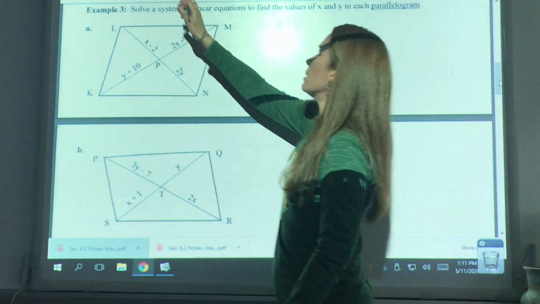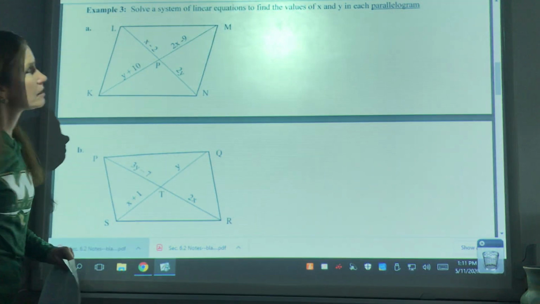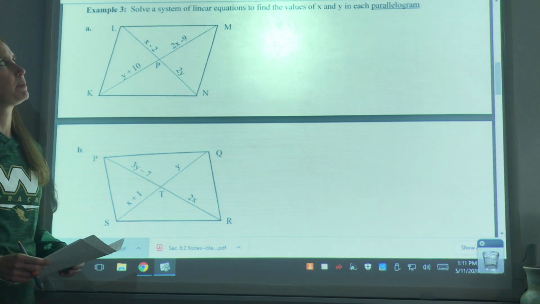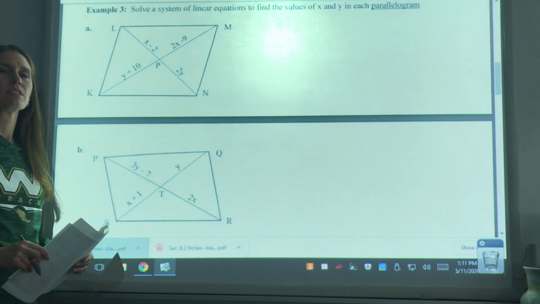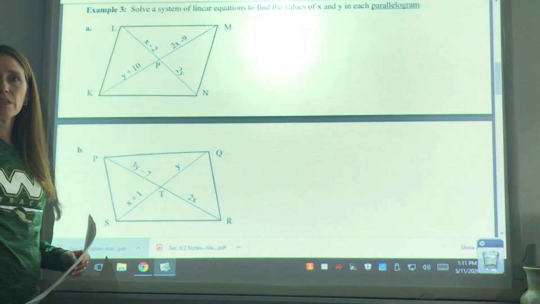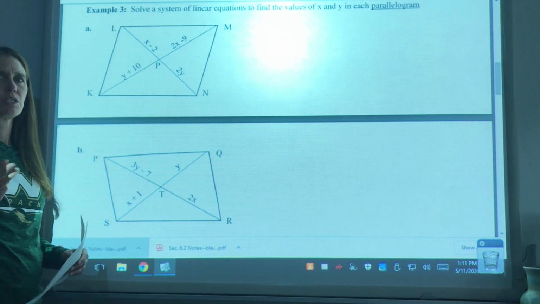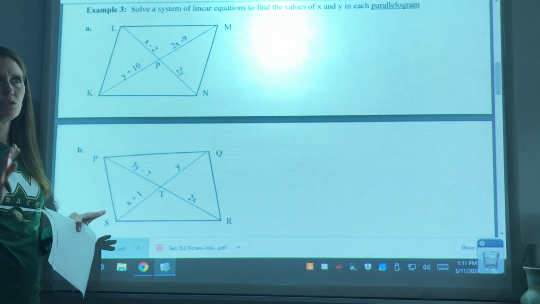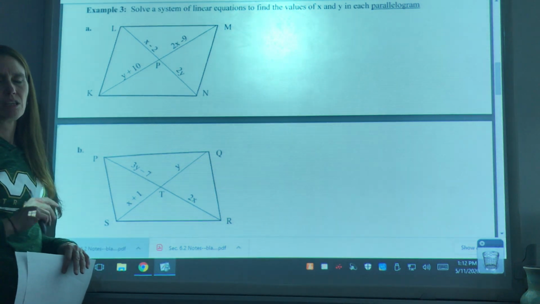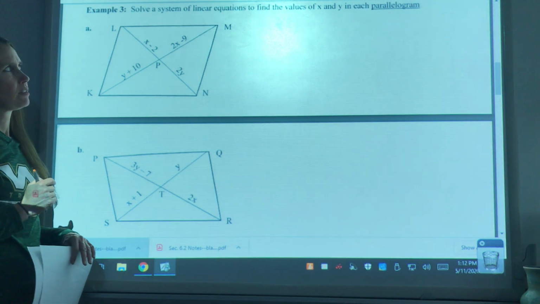Okay, so on example 3, it says to solve a system of linear equations to find the values of x and y in each parallelogram. If you think about solving systems of linear equations, think back to Algebra 1. You can hopefully remember that substitution was an option, elimination was an option, and graphing was an option, but once we use graphing to figure out the idea of it, then we mainly use substitution and elimination. Again, some people have a preference of one or the other.